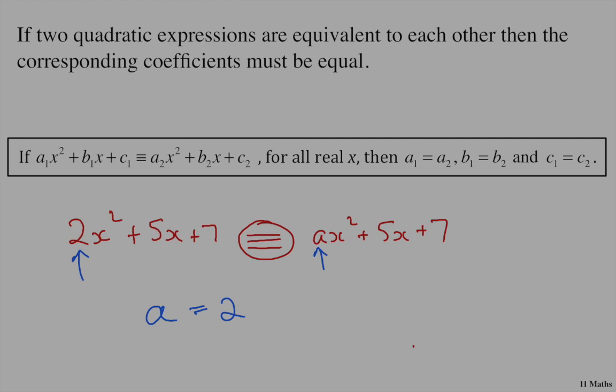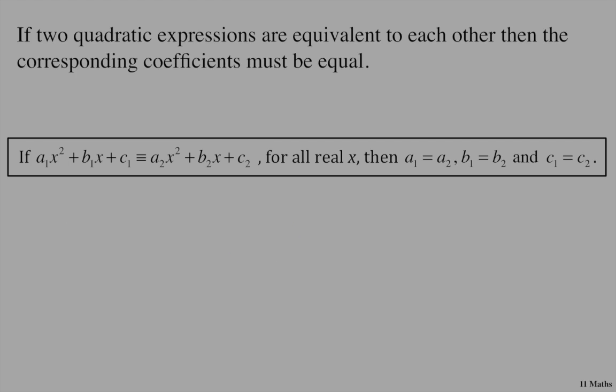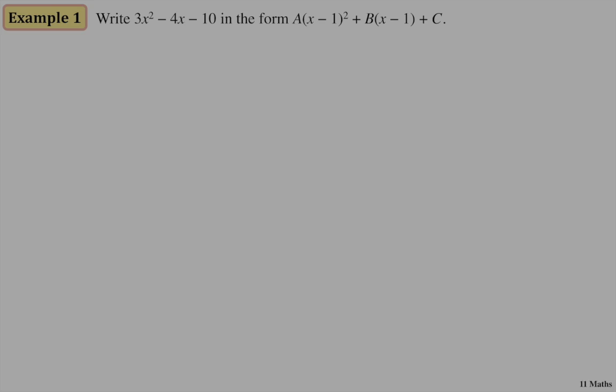When I look at this particular question, it doesn't matter what x is, these equations are always equal to each other. So that's what we're actually doing with this sort of topic. We're going to be equating things. So let's have a look at our examples. The first one says, write 3x squared, take 4x, take 10 in this bracketed form.